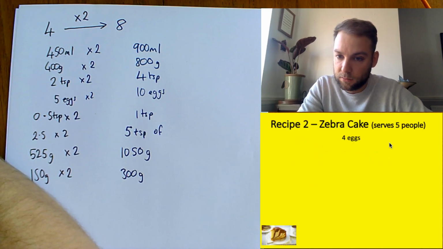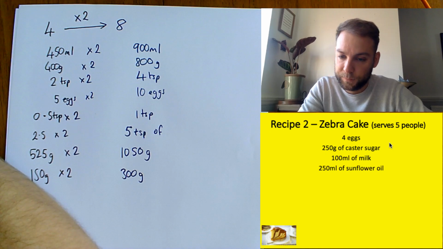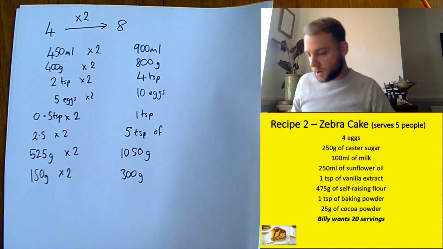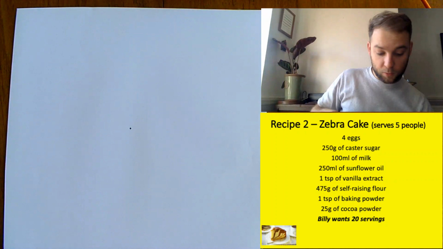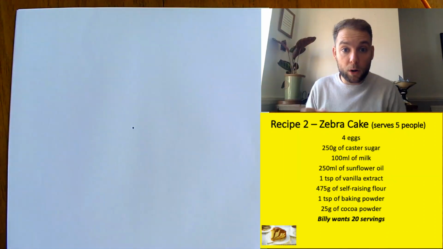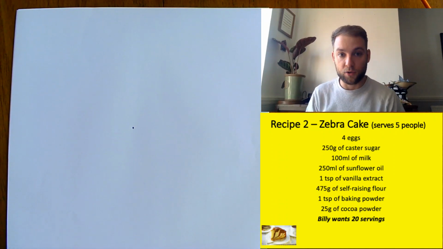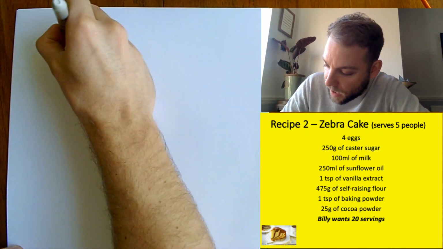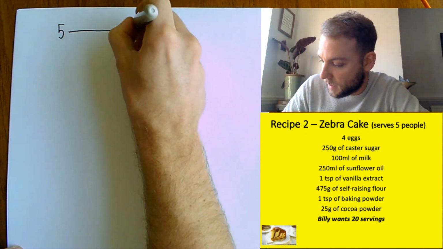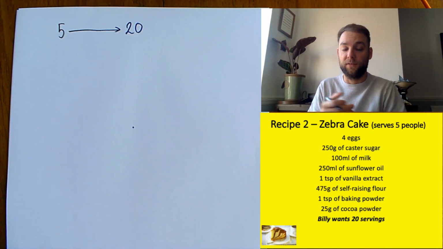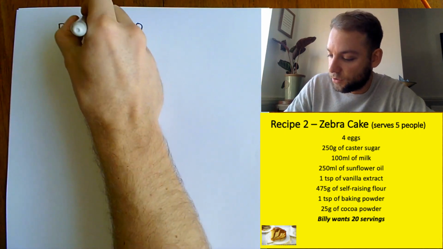Here we've got something for 5 people, and we want 20 servings. I'm not going to spend too long doing this one again. I think we should be able to do this. I would get one of these examples down in your notes, remember the only way to learn maths is to do it. So how do I get from 5 to 20? There are several different ways you can get from 5 to 20, but the easiest way is just times by 4.